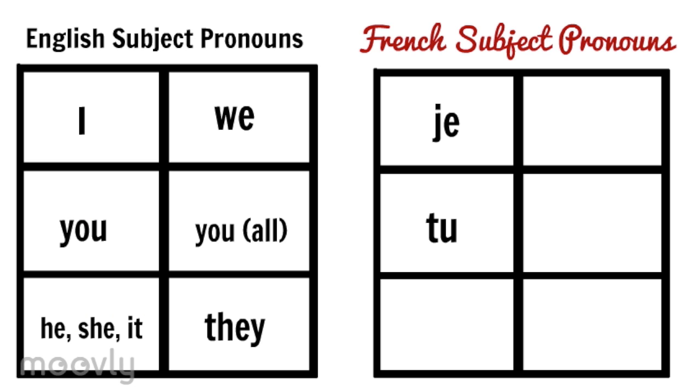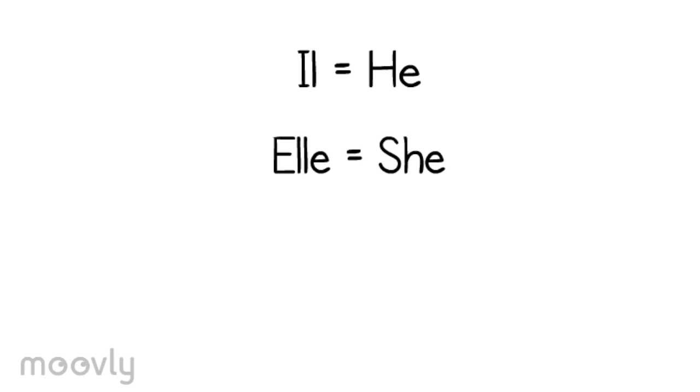Now for he, she, and it. In this space goes il, elle, and on, but they don't necessarily translate directly. Here's why. Il does mean he, and elle does mean she, but since all nouns in French are either masculine or feminine, these same subject pronouns can also mean it.